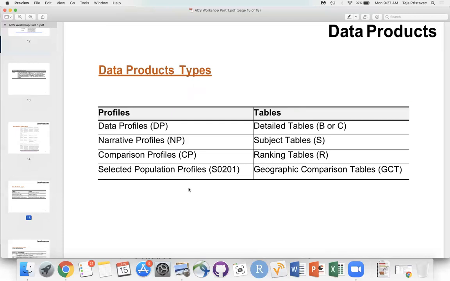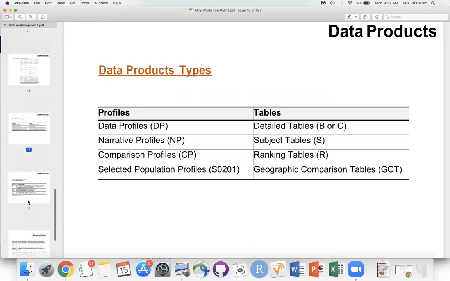Some of them are special populations. Some of them will give you really detailed breakdowns. Some of them will pull some of the information for you, so you don't have to do as many calculations. Again, you can read more about this on the website, but once we start looking at tables, depending on the level of geography that you're working in and the information that you're interested in, you would want to search for different profiles or different tables.